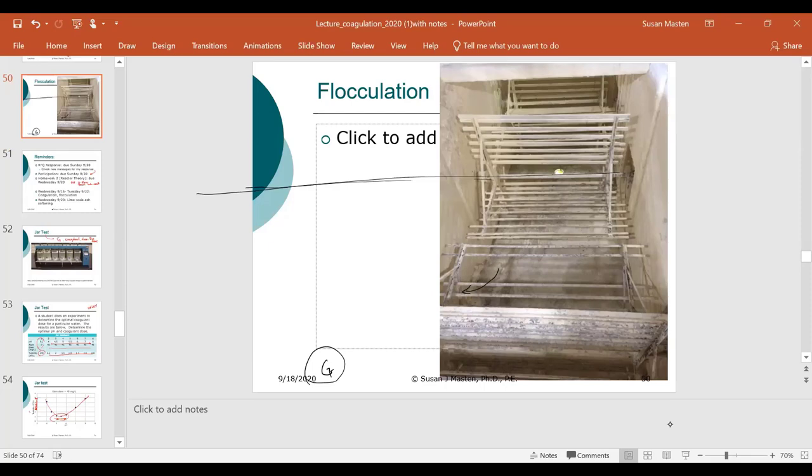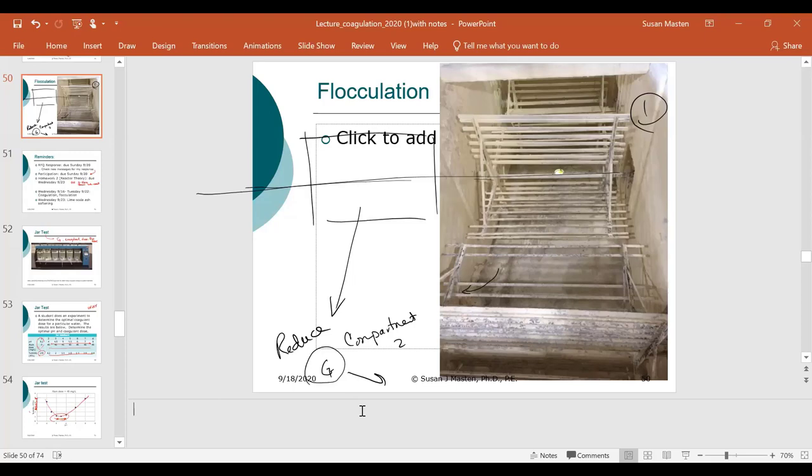I've got another paddle wheel here. So this is one, this is compartment two. The only thing I can change are the number of arms and the number of blades. And that's what they do. Okay. So if I had a picture of the next compartment, what you would see is there would be fewer blades on each of the arms. And that's how they would, in order to reduce the G, they reduce the number of blades.